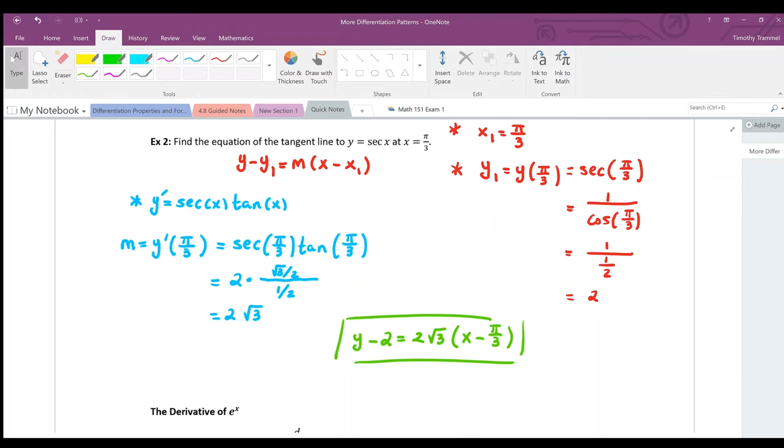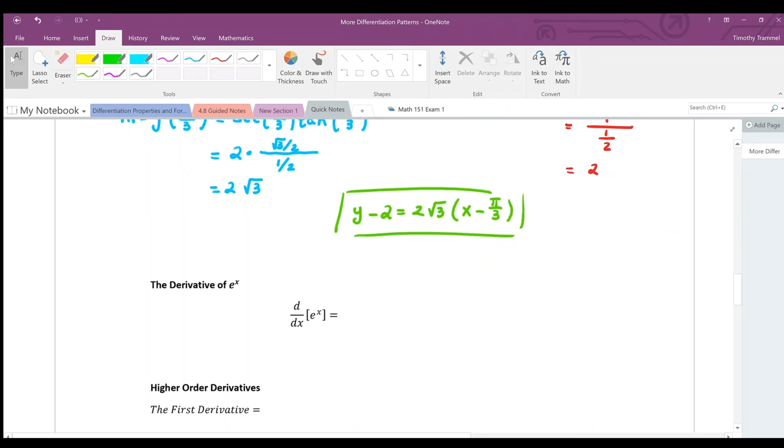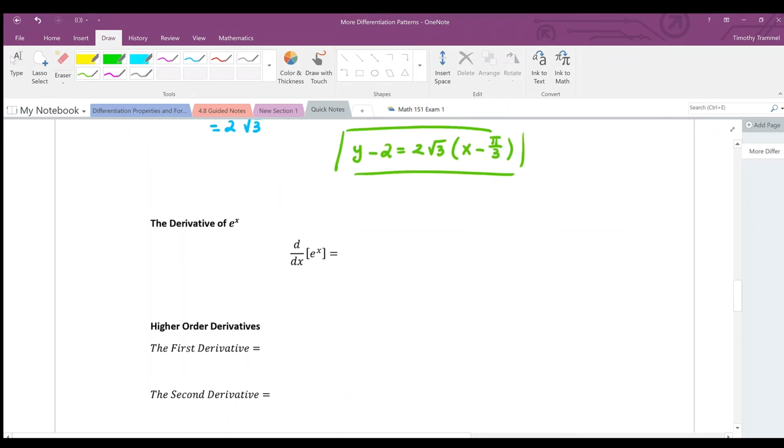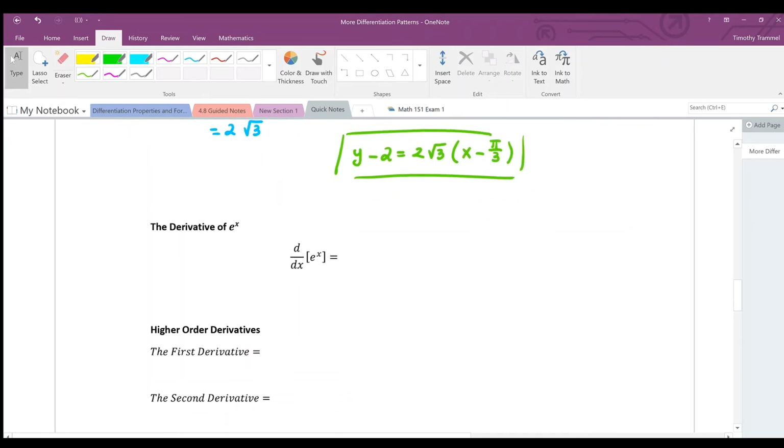And our next topic is the derivative of e to the x. And this is going to be one of your favorite derivatives because it's so simple. And what we're going to do is we're going to switch over to Desmos right now and look at the graph of some functions and their derivatives and then compare that to the graph of e to the x and its derivative.